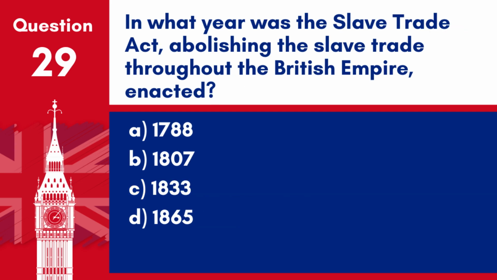Question 29. In what year was the Slave Trade Act, abolishing the slave trade throughout the British Empire, enacted? A. 1788. B. 1807. C. 1833. D. 1865. Answer B. 1807. The Slave Trade Act, which abolished the slave trade throughout the British Empire, was enacted in 1807.